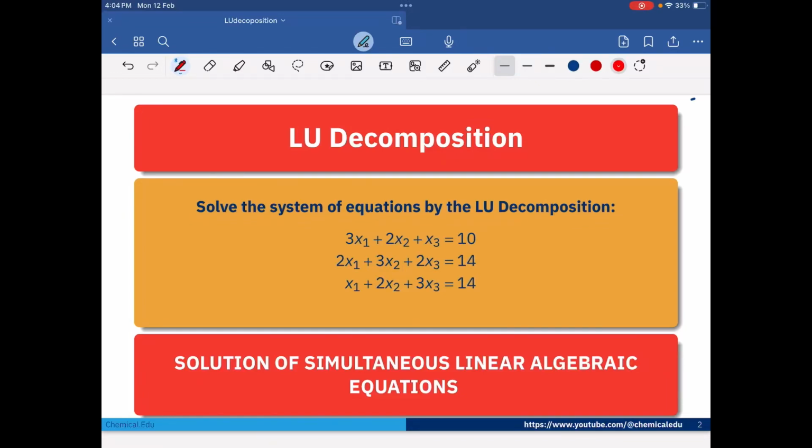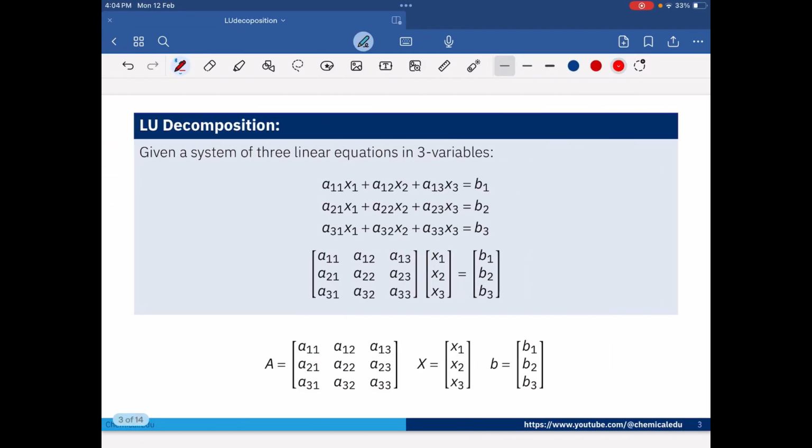Today I'll talk about LU decomposition. So what is LU decomposition? For that, here I am taking a system of three linear equations. This system of three linear equations has three variables x1, x2 and x3. So here are the three equations.